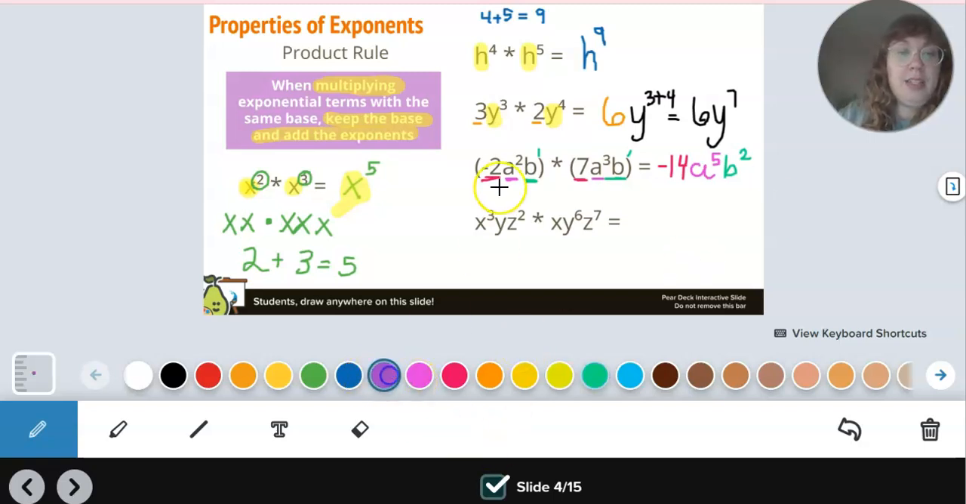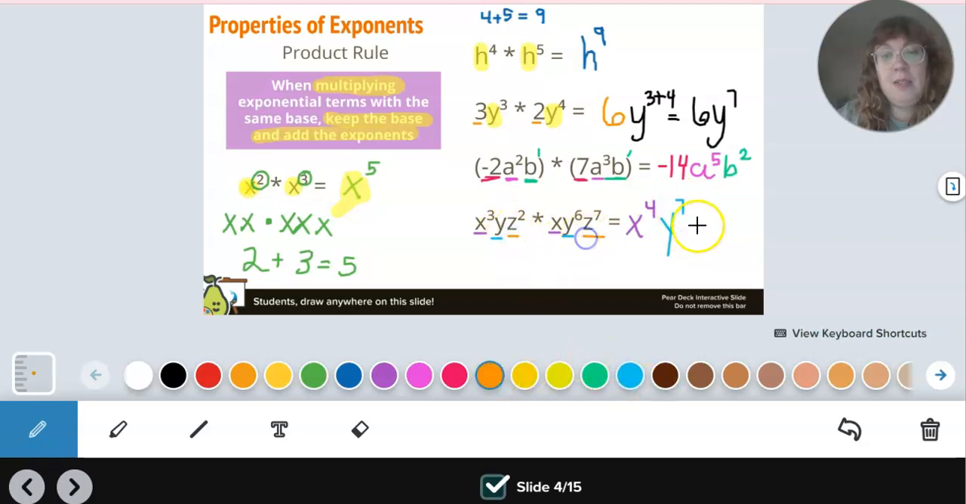Last one on this slide, combine your x's. We have an x cubed times an x. So we're going to get 4 x's being multiplied in total. Y times a y to the 6th will be y to the 7th. Z squared times z to the 7th is going to be z to the 9th. And there's our final answer there for that one. When you're all set with this slide, pause the video if you need to, and then push ahead to slide 5.